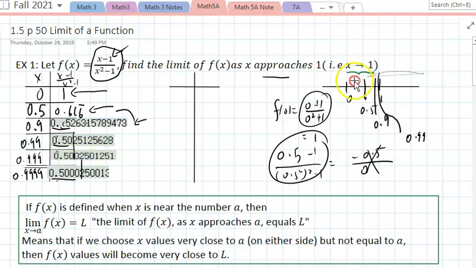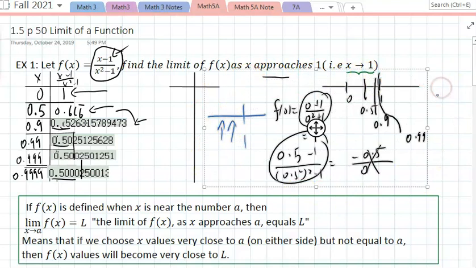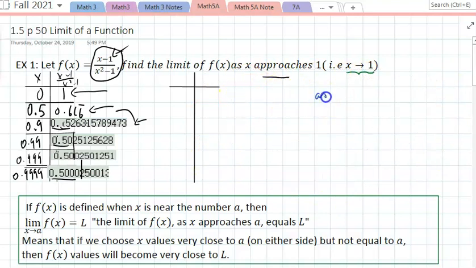So this is how I would write it. Since I looked at 1 and I picked points on the left, I say as x approaches 1, the negative indicates you're approaching 1 from the left side, f of x approaches, it seems to be 0.5000, which is about a half.